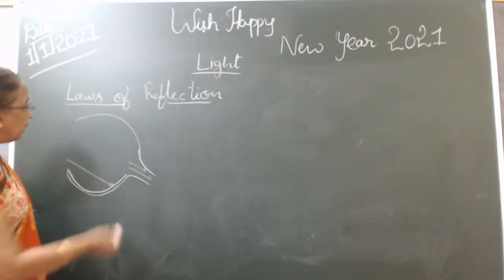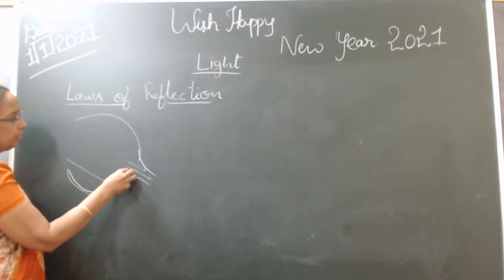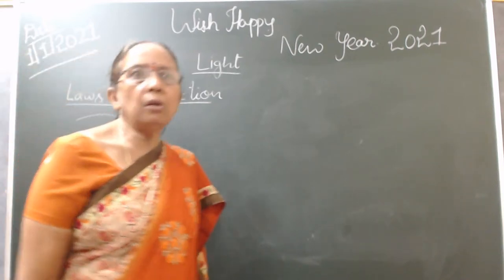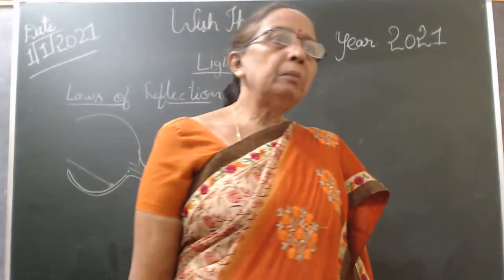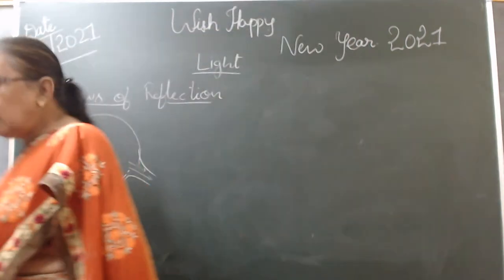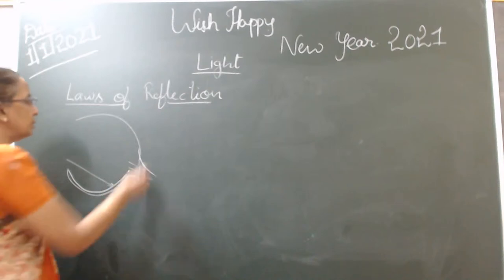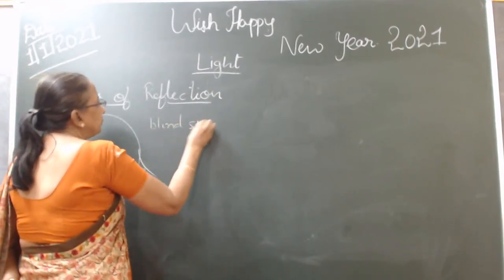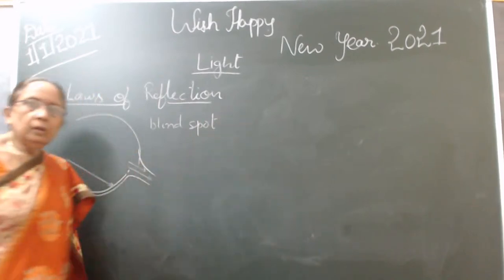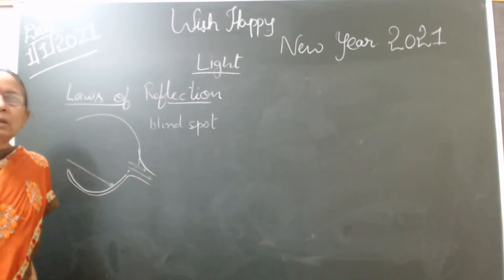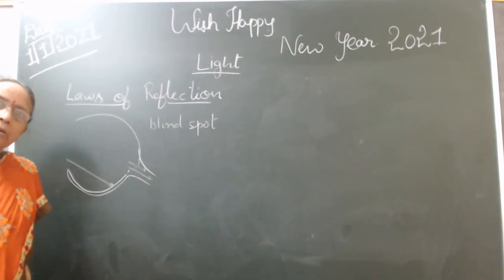But at the junction of the retina and here, there is no sensory organ, sir. So the messages cannot be received by that particular area, and it is known as the blind spot. Why is it known as the blind spot? Because no sensory cells are there.